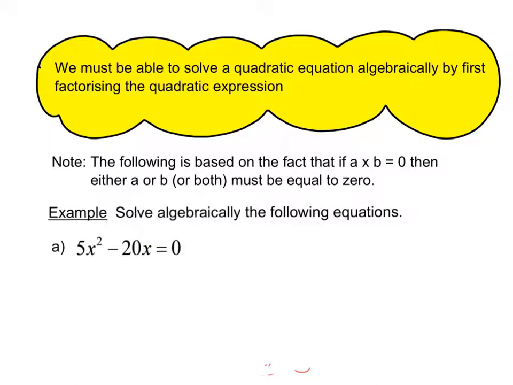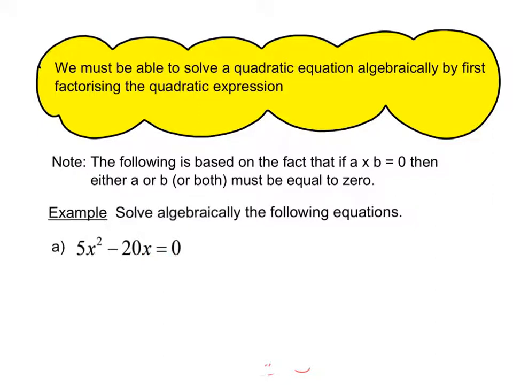The first example, we're being asked to solve 5x squared minus 20x equals 0. So we have our quadratic equation in standard quadratic form. So we have our x squared term, our x term. In this case, there is no constant term, so that can be considered 0. There's nothing there where c would normally be. And our equation is set equal to 0.